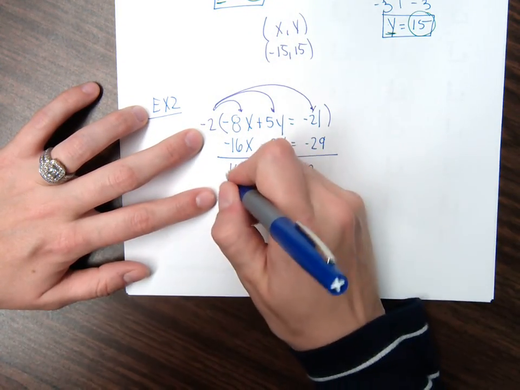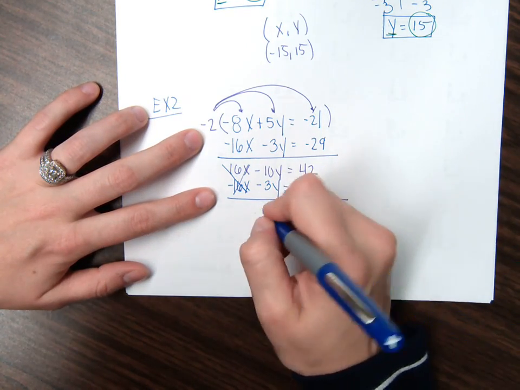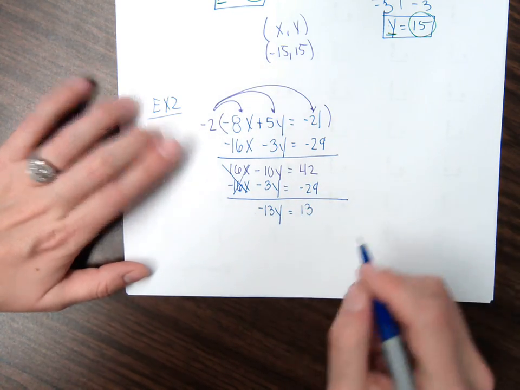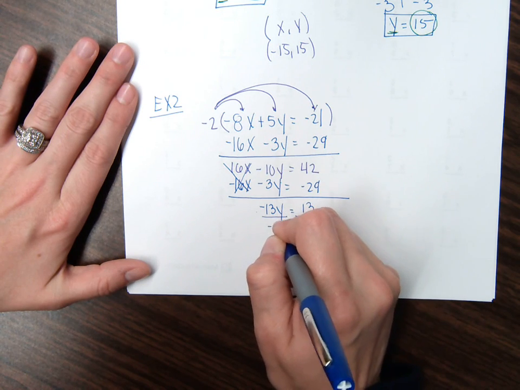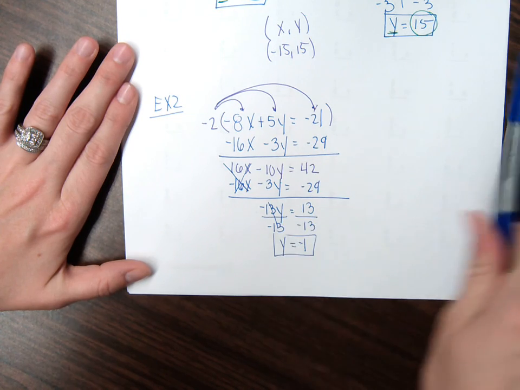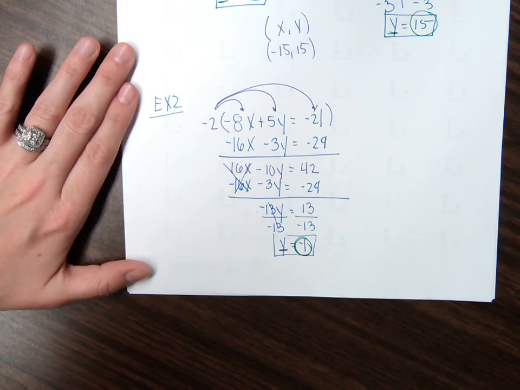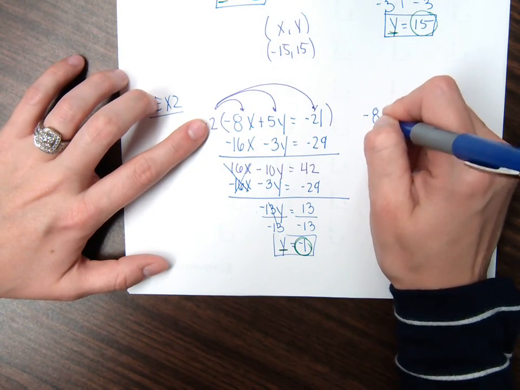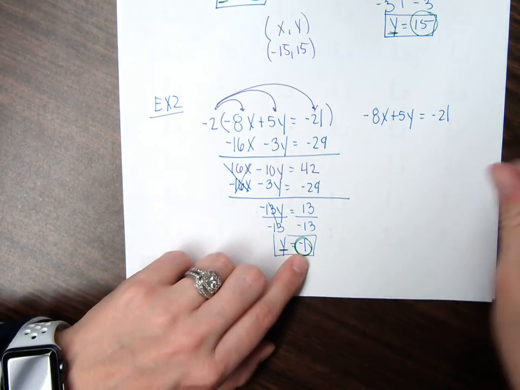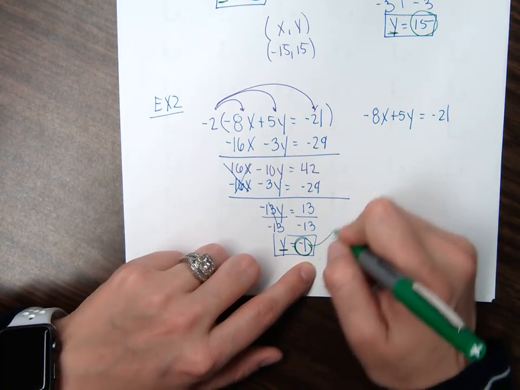Now we see 16x and negative 16x cancel. Negative 10y and negative 3y is negative 13y equals, and 42 minus 29 is 13. Divide both sides by negative 13. And I have y equals negative 1. We know y is negative 1, so we're going to choose an equation. Let's say I choose negative 8x plus 5y equals negative 21. And we're going to replace y with negative 1, because we know y is negative 1.